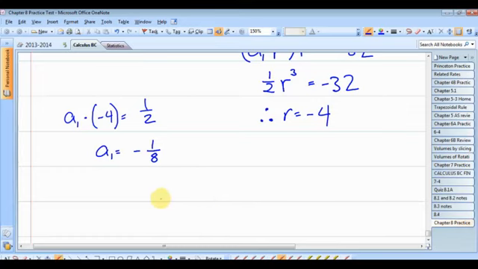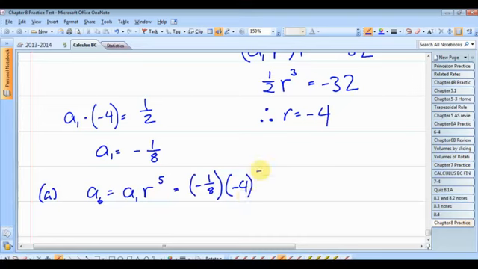Okay, part A, sixth term. A6 is equal to A1 times r to the fifth power, which is equal to negative 1/8 times negative 4 to the fifth power. Let's see, what's negative 4 to the fifth power?